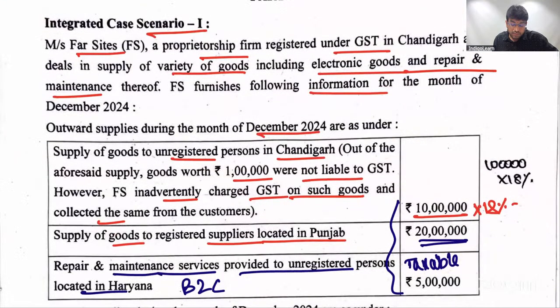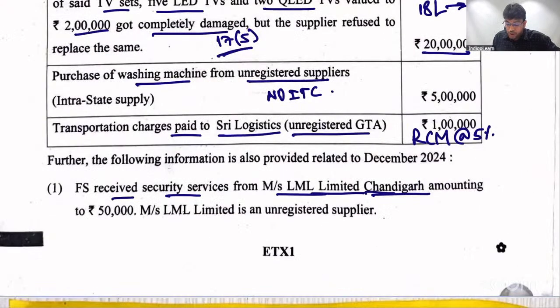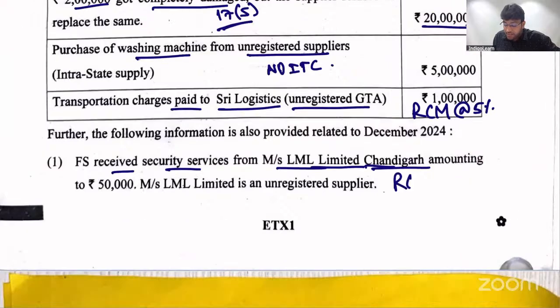Wait a second. Security service, right? Friends, let me tell you, in case of security service, RCM provision will come when the supplier is any person other than a body corporate and the recipient is a registered person. In the question, the recipient is a registered person, but the supplier is a body corporate. So obviously RCM provision will not apply. And since they are an unregistered supplier, there is no question of GST at all on this transaction.